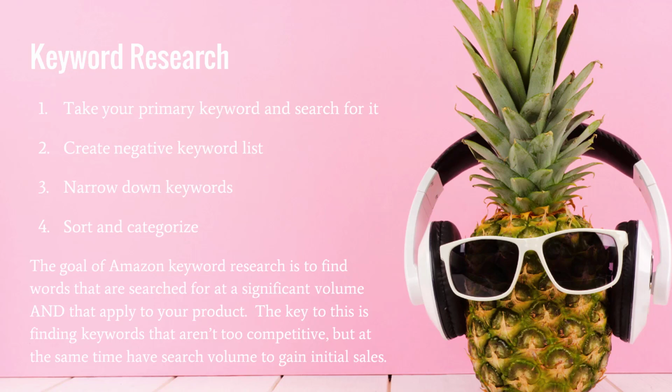So the steps I'm going to walk you through today: we're going to take your primary keyword and search for it. We're going to create a negative list. We're going to narrow down your keywords. We're going to sort and categorize them, and then we're going to launch.